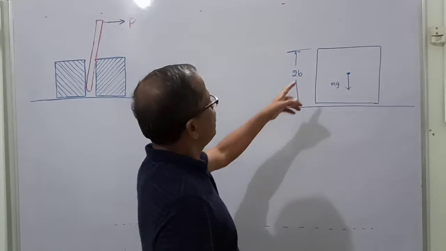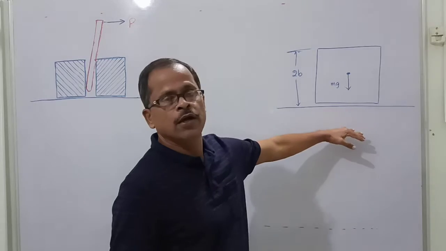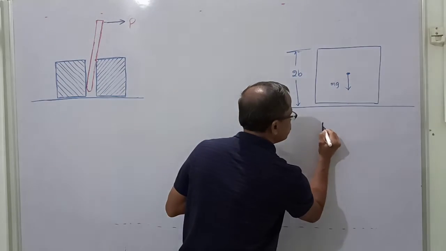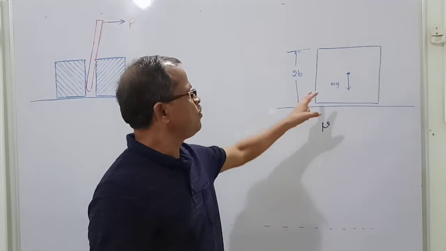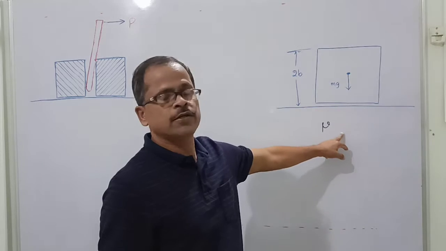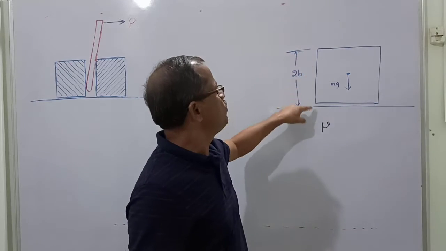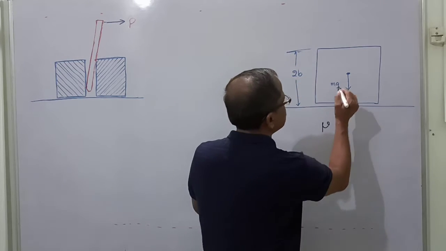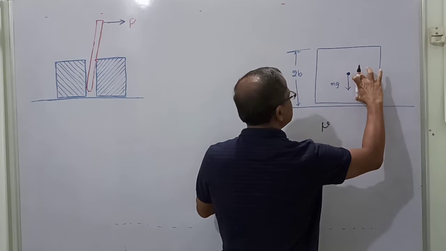what is given? A block is kept on a rough horizontal surface. The coefficient of friction is mu. Listen carefully. Very interesting problem, very easy. A block of mass m is placed on a rough horizontal surface with coefficient mu. The total height of the block is 2b. The center of mass is acting at the middle, so this height is equal to this.